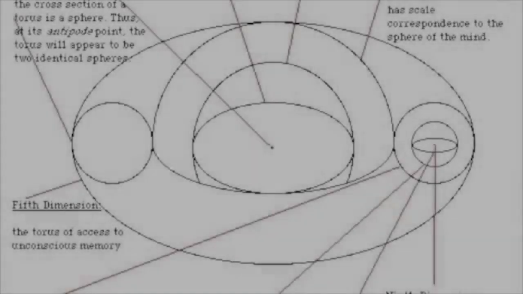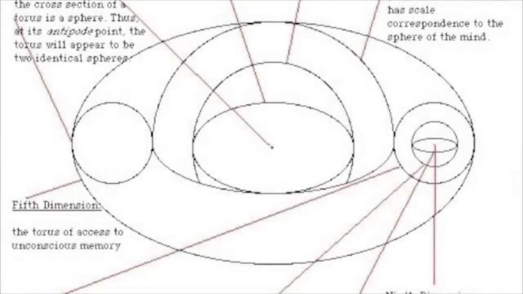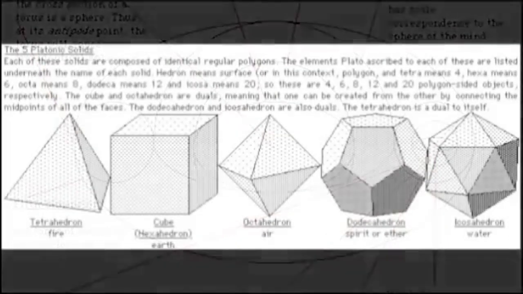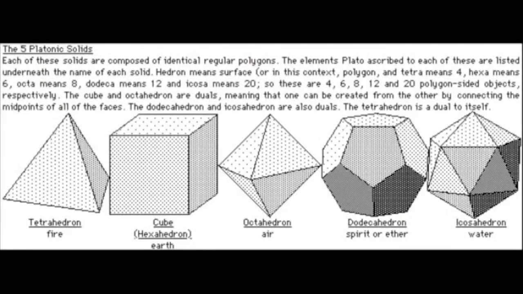Aside from the singularity or sphere, whose hypershape is the nested hypersphere or torus, there are five regular polygonal solid forms in three-space that may have counterpart hypershapes in higher-dimensional hyperspace.